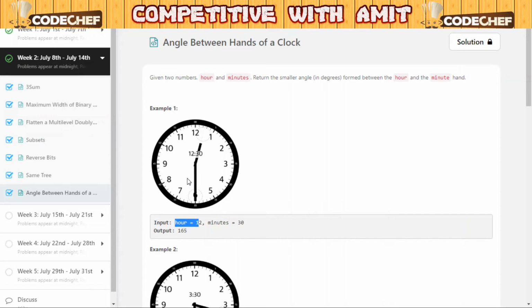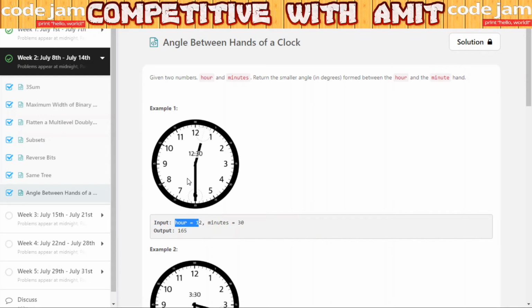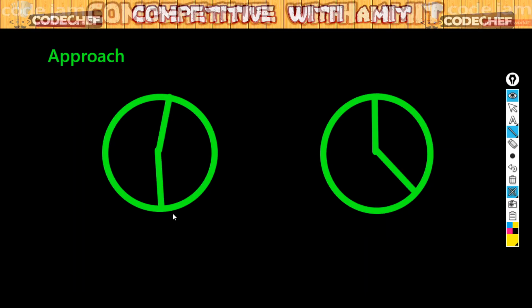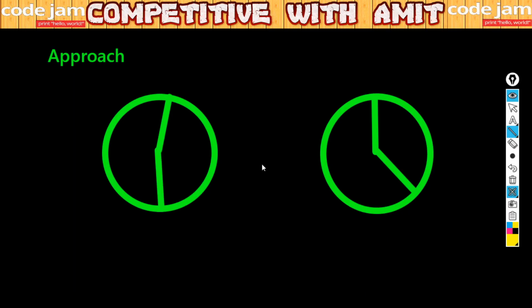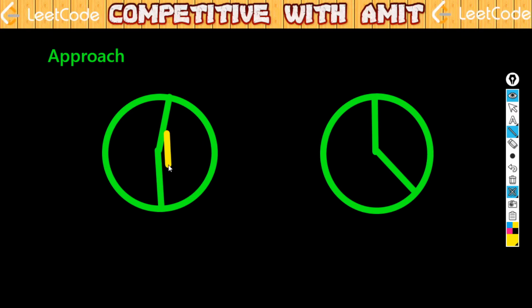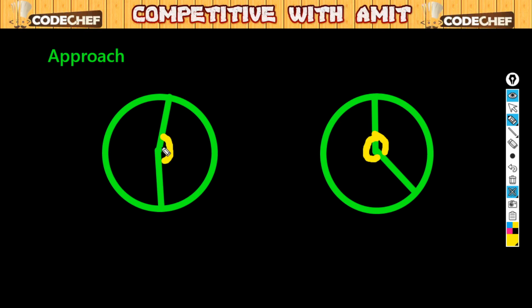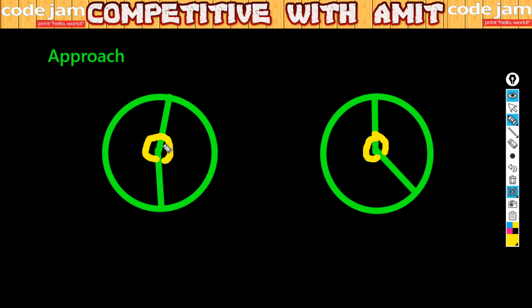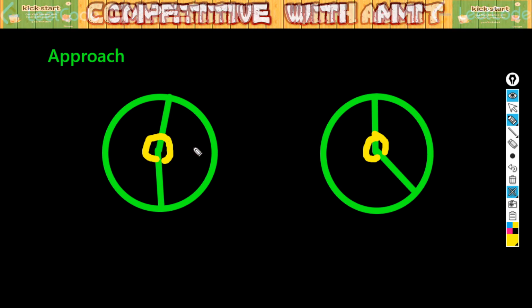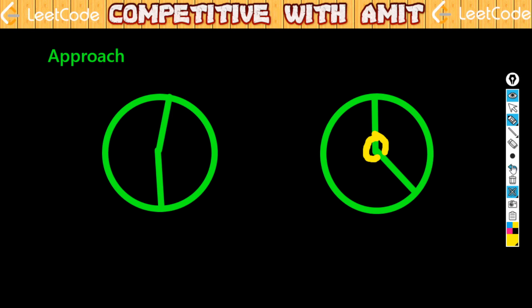So for this we will understand the question, and a simple mathematical formula will be applied to solve it. With the help of these two clocks we will try to understand the question. Basically we have to find this angle. We have to find the minimum angle between these two angles, this one and the second one, this. Whichever is minimum among these two, we have to find its value. So how will we find it?